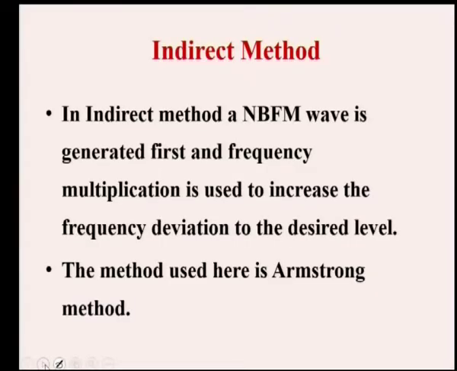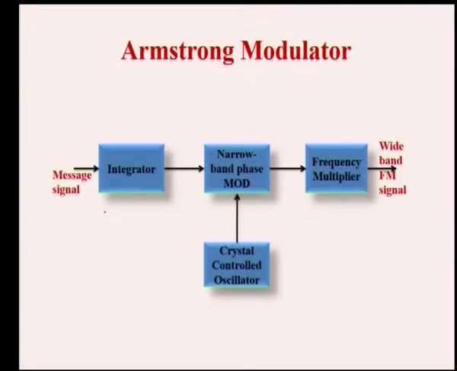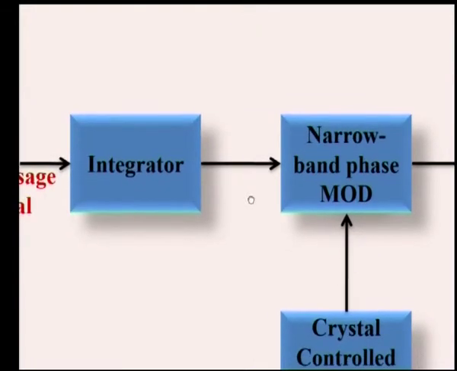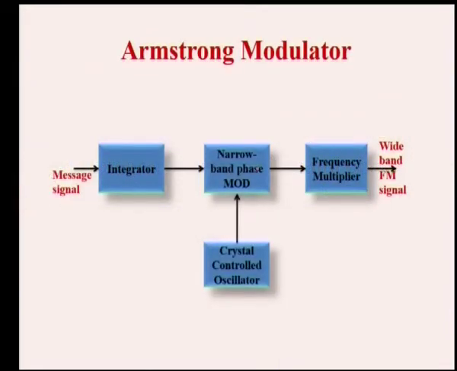The method used here is the Armstrong method. The message signal is passed through the integrator, basically a low pass filter, and then through a narrowband phase modulator. That is, the integrator along with the phase modulator generates a frequency modulated wave. In the same way, if we pass the message signal through a differentiator and an FM modulator, we can easily generate a phase modulated signal.